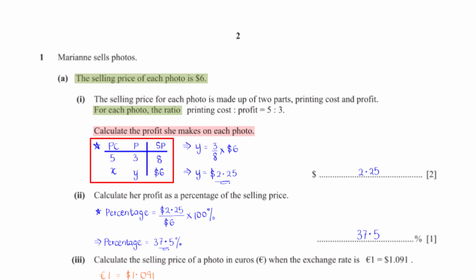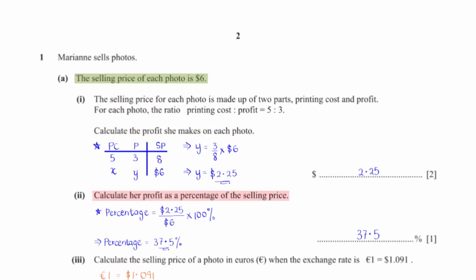If the ratio of the printing cost to the profit is 5:3, then the ratio for the selling price is 5 plus 3, which is 8. We've been given the selling price as $6 and we want to find the profit, which we are calling Y. When we cross multiply and make Y the subject, this is what we have. When we type this into the calculator, we get $2.25.